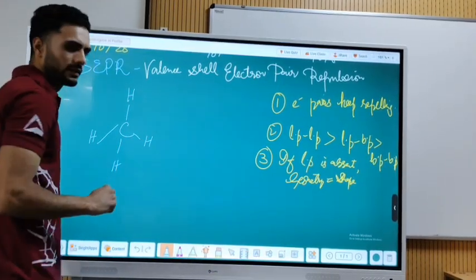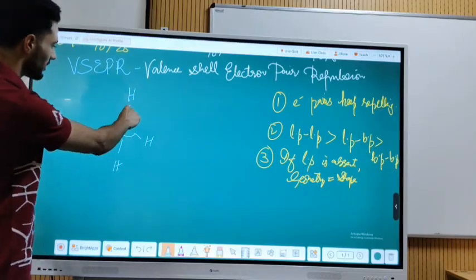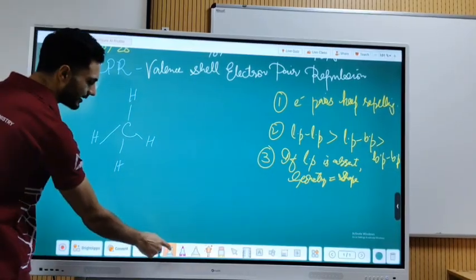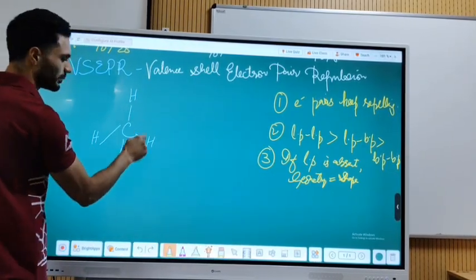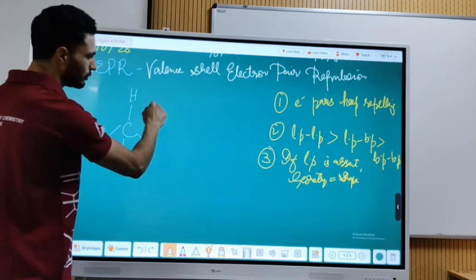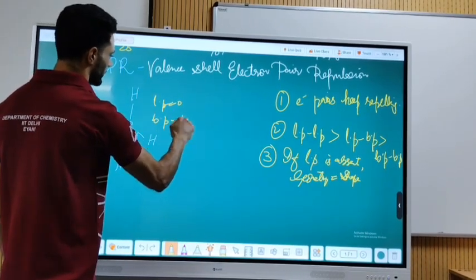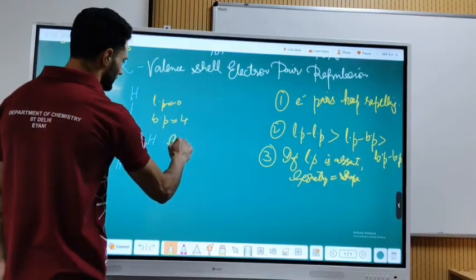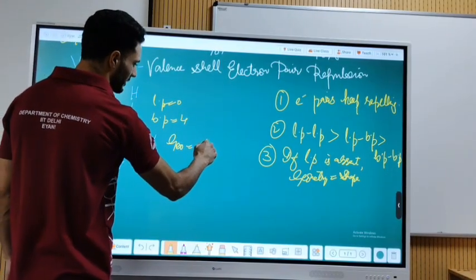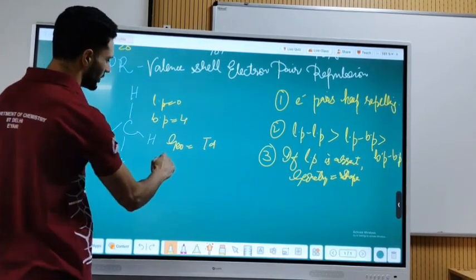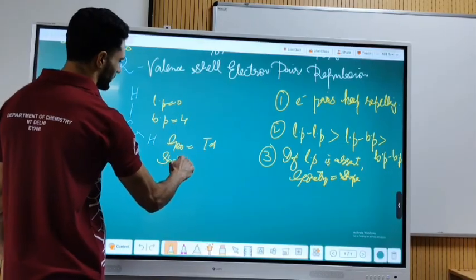As you can see, there are 4 electron pairs here, and all 4 are bond pairs. This is a bond pair, this is a bond pair, this is a bond pair. No lone pair. Lone pair is equal to 0. Bond pair is equal to 4. So its geometry is tetrahedral, and also its shape will be tetrahedral.